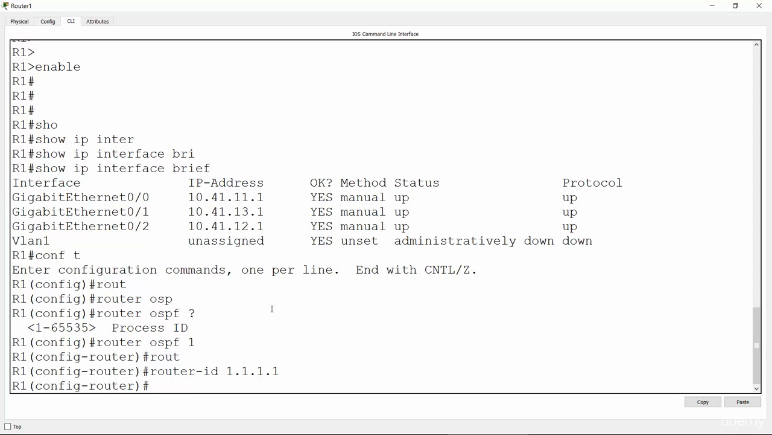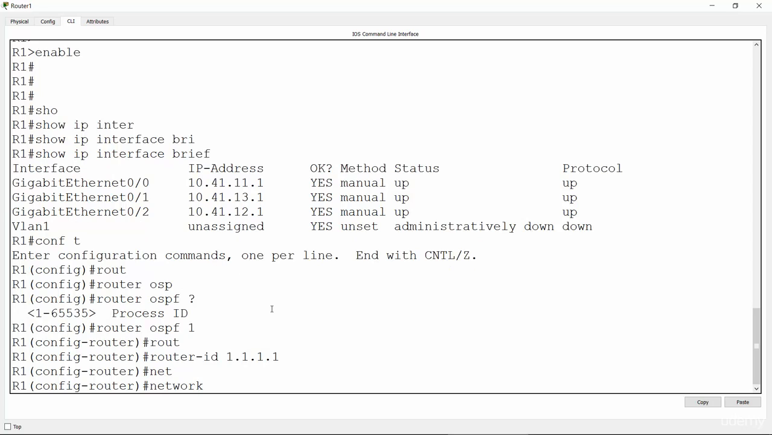The second step is advertising the networks that we are directly connected to on our routers. I'm doing it using the network command. The first network I'm directly connected to is 11.0 and my wildcard is 0.0.0.255.